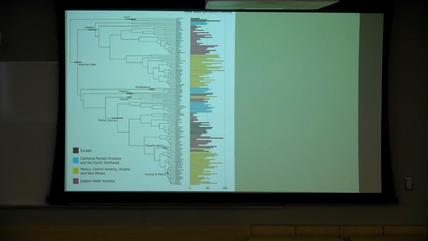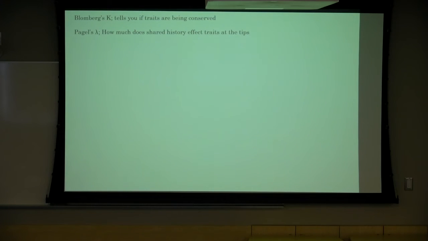So the first thing that we wanted to do was look for any significant phylogenetic signal, or how strong was the influence of these relationships on the values you see at the tips. So we looked for Blomberg's K and Pagel's lambda, which are related phylogenetic signals that tell you similar things.